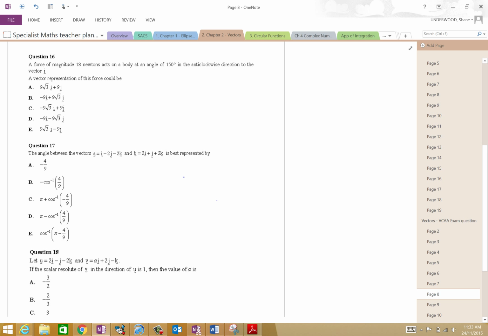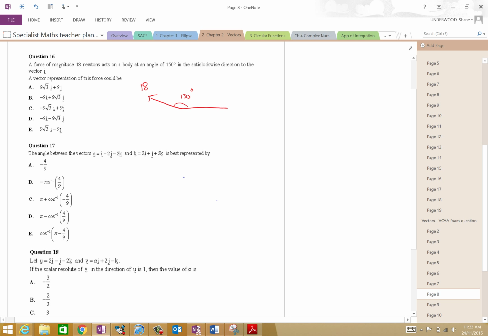All right, a force of magnitude 18 newtons acts on a body at an angle of 150 degrees in the anti-clockwise direction. So let's draw a diagram quickly. This is what we're looking at, and we're looking at 18. How would we represent that as a vector?